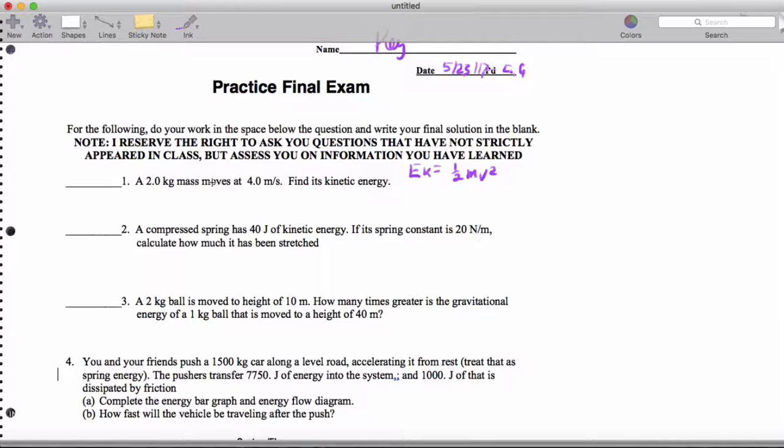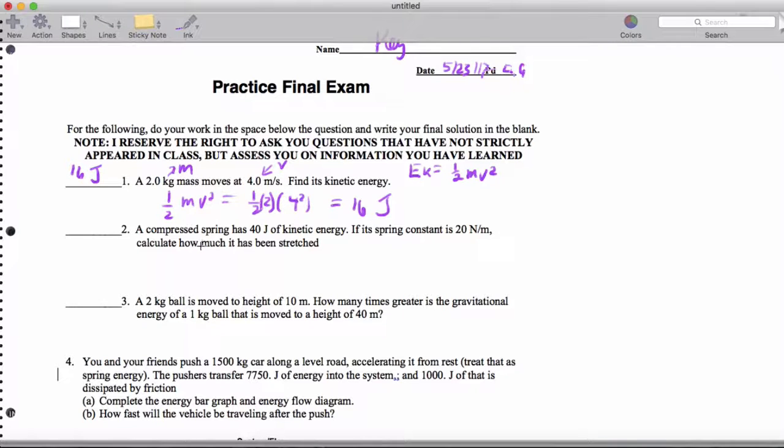And so we got some straightforward things to sort of warm you up. Please remember that kilograms means mass, and when you see meters per second, that means v. So we've got 1/2 mv squared. That'll be 1/2 times 2 times 4 squared, which is going to be 16 joules.